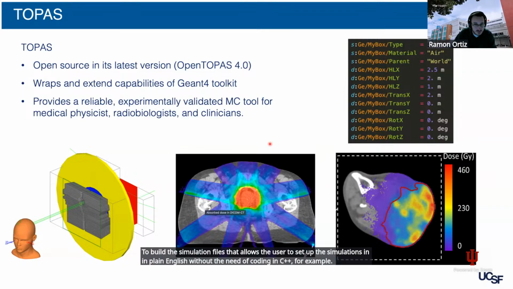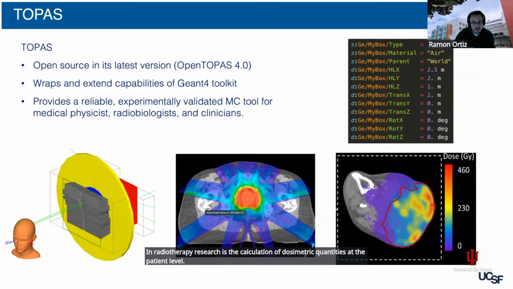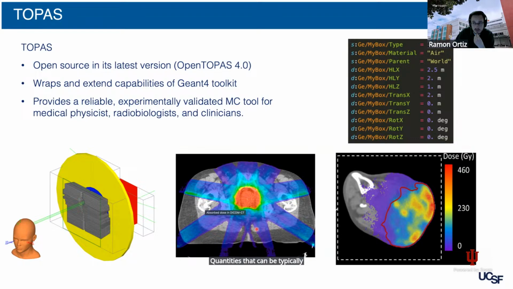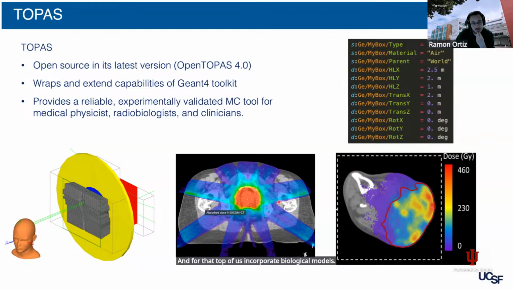So just to summarize the uses of TOPAS, one of the main uses in radiotherapy research is the calculation of dosimetric quantities at the patient level, quantities that can typically be used in radiotherapy treatment planning and that associate with treatment outcomes. And for that, TOPAS also incorporates biological models for predicting or assessing the treatment outcomes based on the distribution of these physical dosimetric quantities.